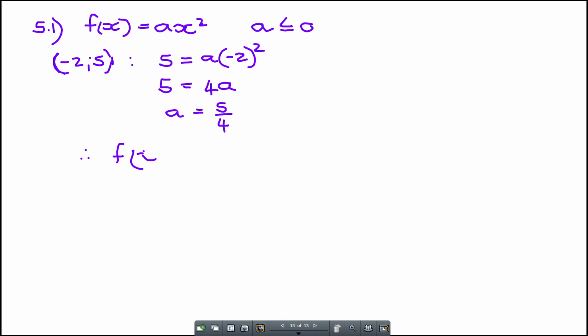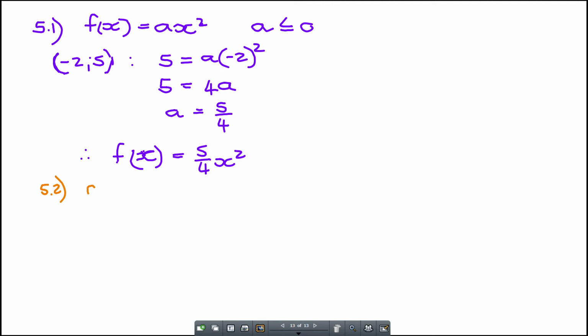Fx is gelyk aan 5 over 4 x squared. So dit lyk verskriklik. Right, then 5.2. Exactly wat ek sê. Bepaal die vergelyking van die inverse.